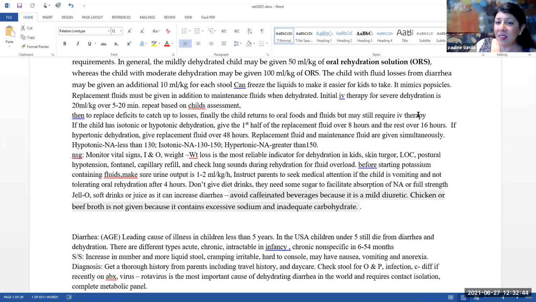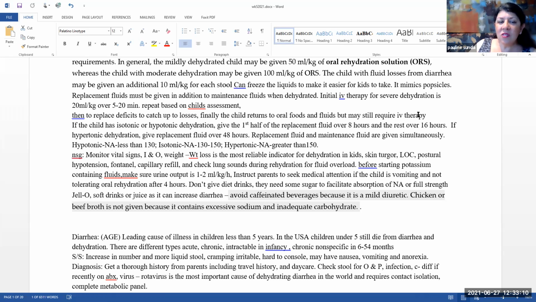And then finally, we want to return the child to oral food and fluids, but please note that they may still require IV therapy. If the child has an isotonic or a hypotonic dehydration, you want to give the first half of the replacement over 8 hours and then the rest over 16 hours. If they have a hypertonic dehydration, we want to give the replacement fluid over 48 hours. Replacement fluid and maintenance fluids are given simultaneously.